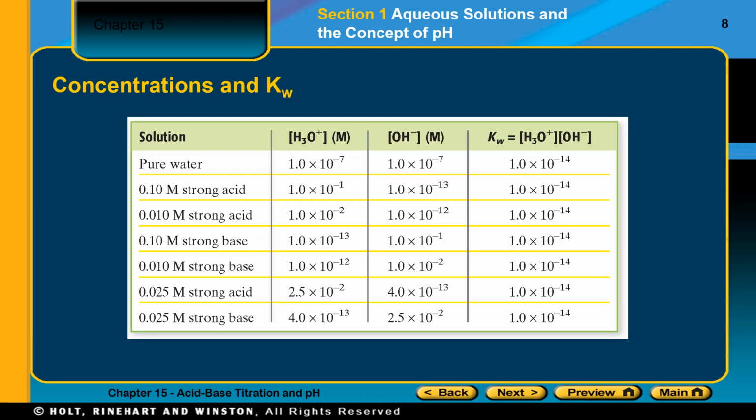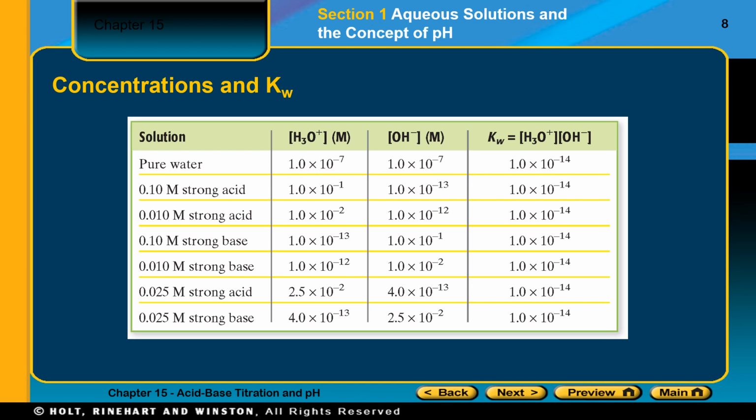So here are some different solutions with the hydronium concentration and the hydroxide ion concentration, and then on the right is the product. When you multiply the hydronium ion concentration and the hydroxide ion concentration, you'll notice that it's always 1.0 times 10 to the minus 14.